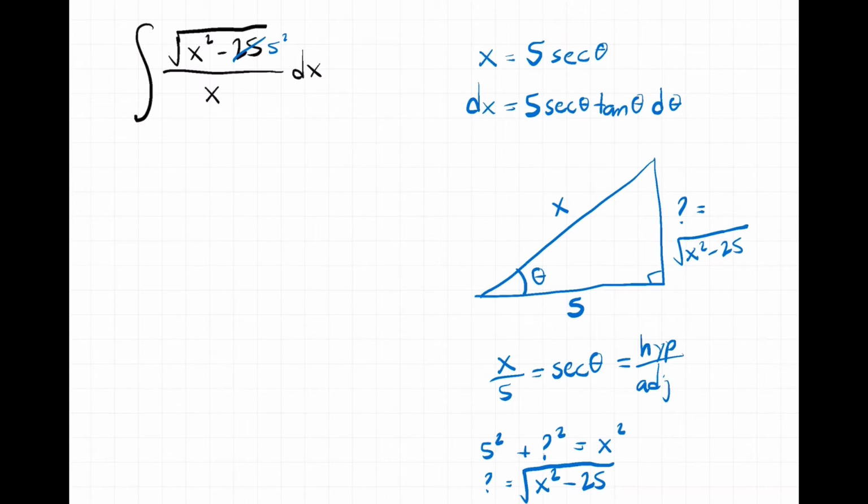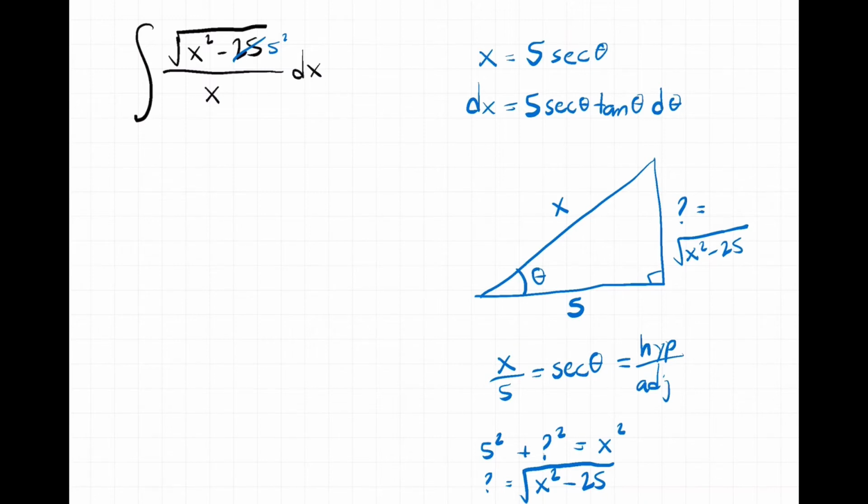That is only going to happen if you make the correct choice of which trig function to substitute for x. So the fact that that same radical, the square root of x squared minus 25, is appearing in our right triangle is a clue that we have made the right choice of the substitution, and we are going to be successful here.